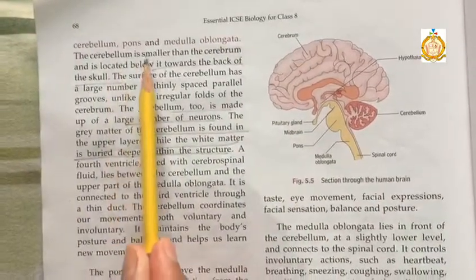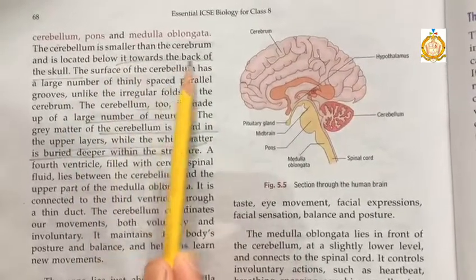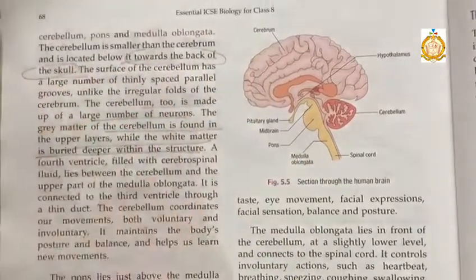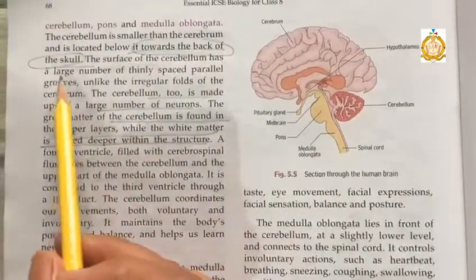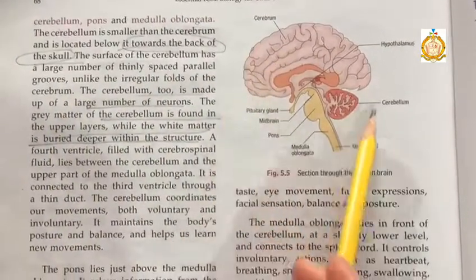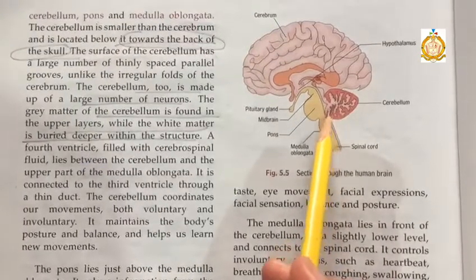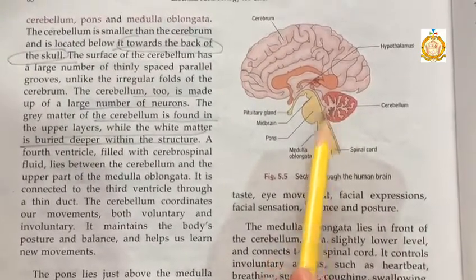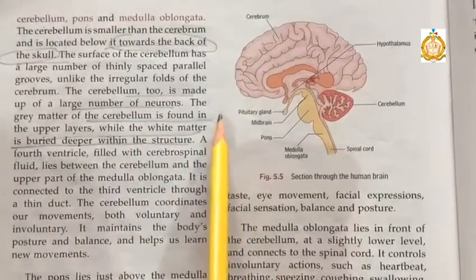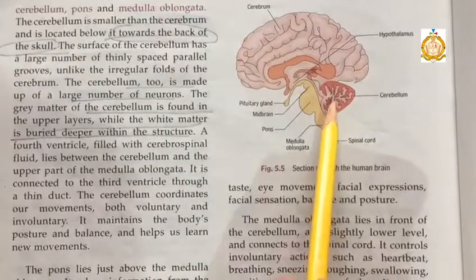The cerebellum is smaller than the cerebrum and is located below it towards the back of the skull. This is the location of the cerebellum. The surface of the cerebellum has a large number of thinly spaced parallel grooves. In the cerebrum a number of folds are present, but in the cerebellum parallel grooves are present, and they are irregular, like the veins in the shape of a leaf. These are present in irregular shape.